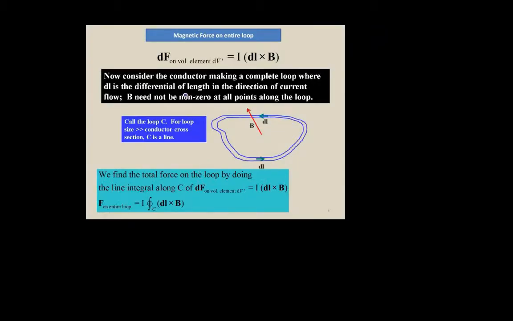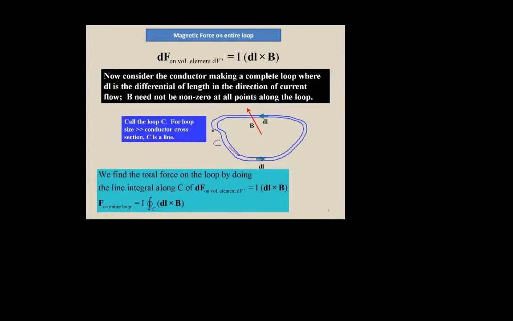If we now repeat that here and consider that the conductor is making a complete loop where dl is the differential of length in the direction of the current flow anywhere along the loop. So if current is flowing this way, then anywhere you want you can put a dl in the direction of current flow, and that represents the current flow over the entire cross section of the wire. And so up here it would be heading in this direction. Here's our old B field. If you call this loop C, so this is the path that we're going to be considering, goes around the entire loop, the curve C.